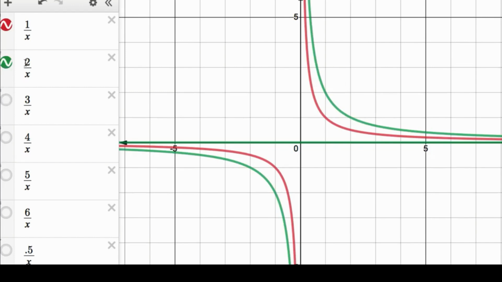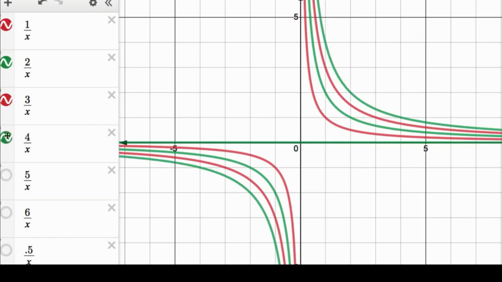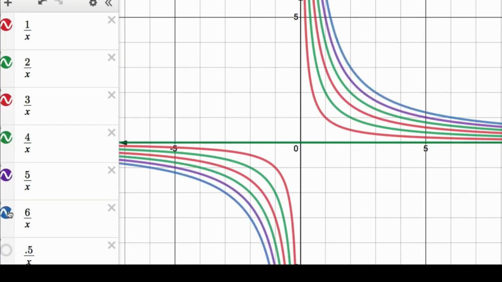What if instead of 2, I make it much bigger, this time 3 over x, and that third graph, which is colored red, is added. That corresponds to 3 over x. Now let's try 4 over x, 5 over x, 6 over x. So the bigger the number, which corresponds to the a in our formula, the graph gets farther and farther away.